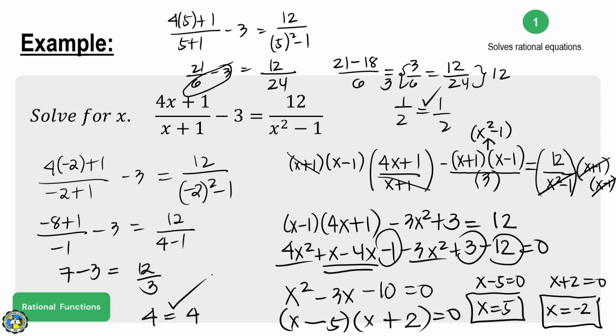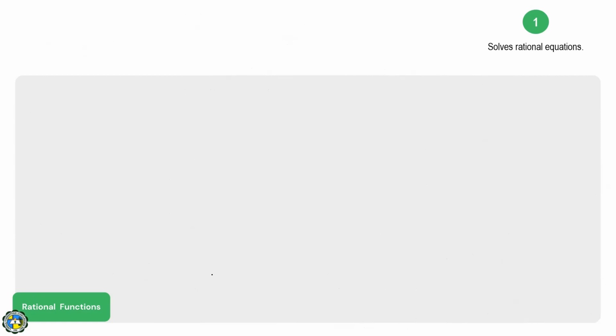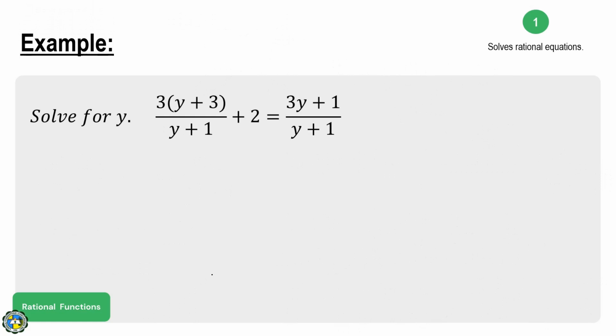And correct pa rin, no? Negative 2 is also a solution for us to satisfy the given equation. So, remember po, it is possible to have solutions as many as you can if ever nakakuha nga talaga tayo ng two solutions that really satisfy our equation. Okay? So, let's proceed to another example.